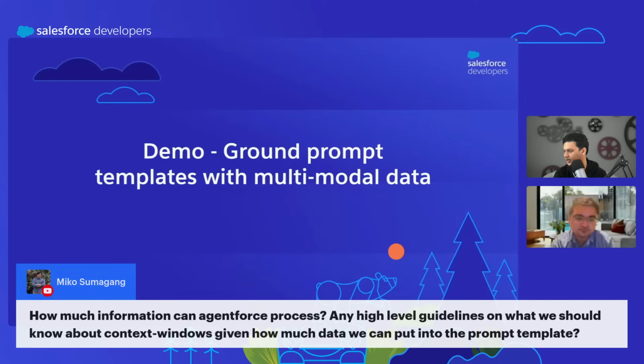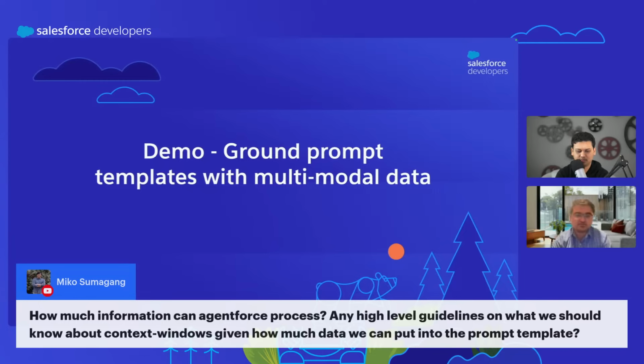One of the questions that I have here is, how much information can Agentforce process? Are there any high-level guidelines on what we know about context windows, given how much data we can put into these prompt templates? Absolutely. This is going to depend on which type of model you select. Depending on the model, you will have a different context window size. Some of them will be 8,000 tokens, some of them will be 32,000.